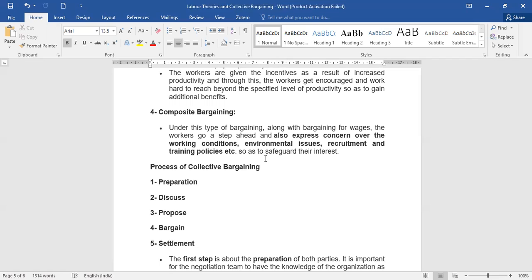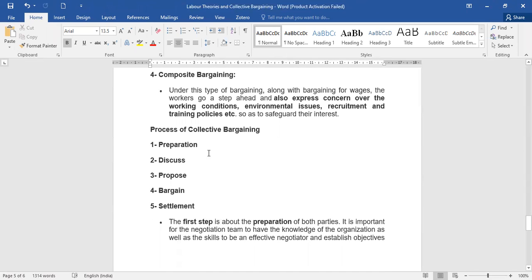Now, how is this collective bargaining done? We know that it happens between the two parties and a representative. But what exactly should the parties and the representative be prepared with? There are 5 steps to follow: preparation, discussion, proposal, bargaining, and settlement.